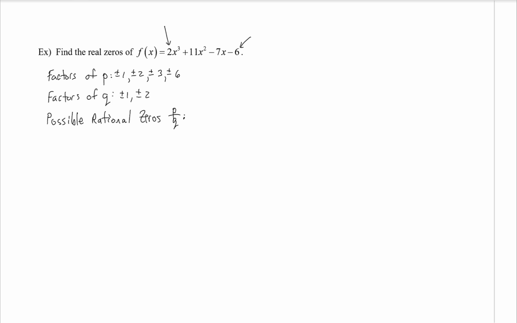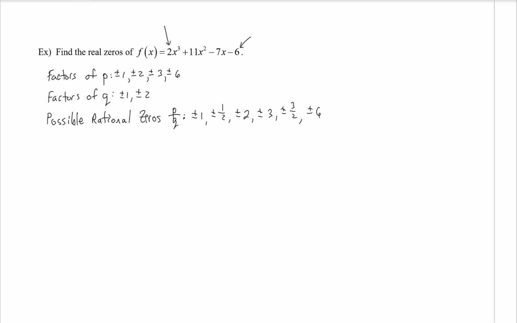So this list I'm about to create should not cause your eyes to cross here. So if I take 1 and divide by those, if I take 2 and divide by those, 3 and divide by those, and then 6 and divide by those.